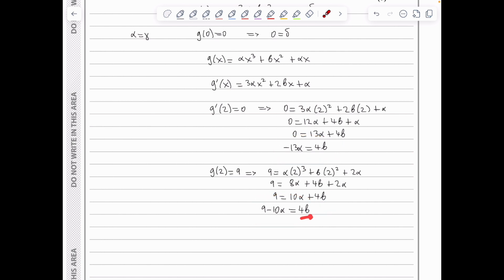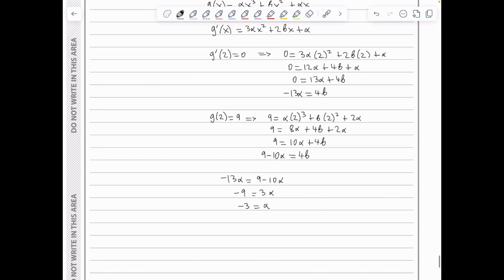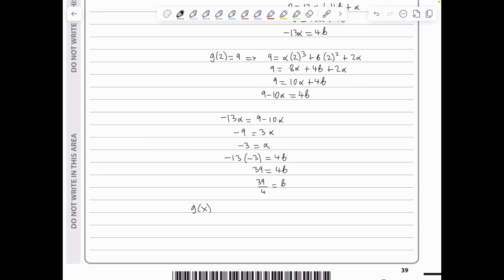Now I've got two equations involving alpha and beta. I've got 4 beta in terms of alpha in both cases, so I can simply equate the negative 13 alpha with the 9 minus 10 alpha, which takes me to negative 9 being equal to 3 alpha, and therefore alpha is negative 3. And I will proceed in finding beta. So we've got minus 13 times the alpha, which is negative 3, being equal to 4 beta. So 39 is 4 beta, which means that 39 over 4 is the value of beta. So all I'm missing is to write down the expression for g of x. So g of x is minus 3x cubed plus 39 over 4 x squared minus 3x.